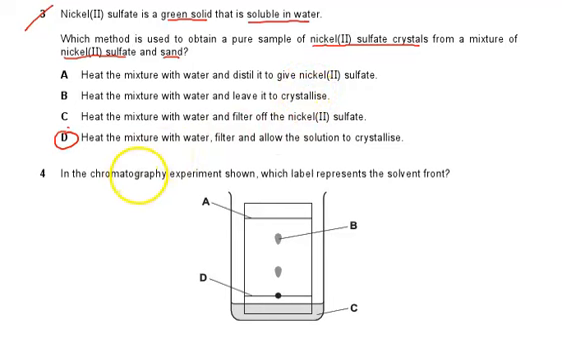Now let us look at number 4. In the chromatography experiment shown, which label represents the solvent front? Please remember the line here on top. This is called the solvent front.